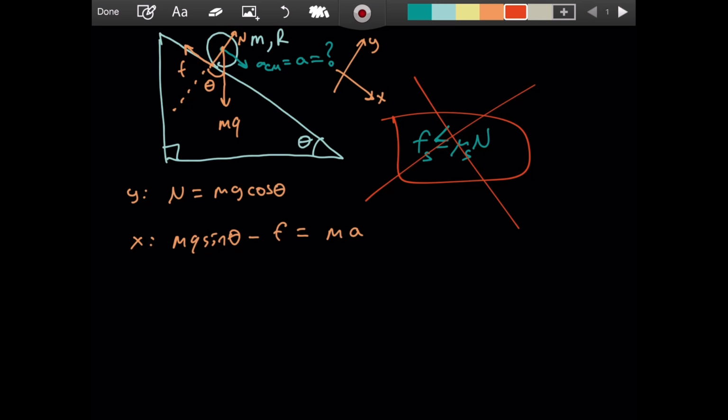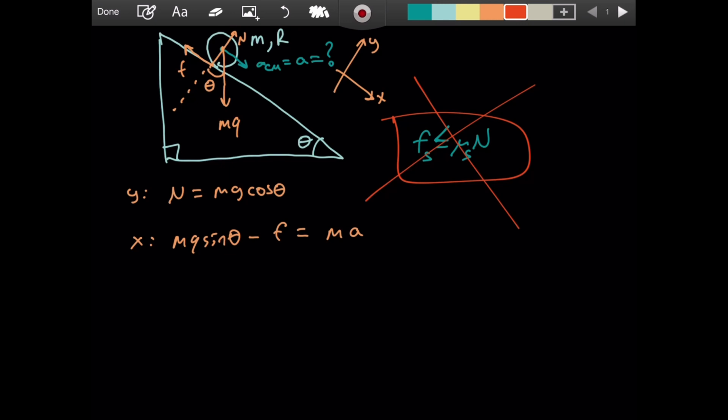Well, the reason for that is, and we can discuss this in more detail in future videos, the contact point between the ring and the surface, that point is stationary. The instantaneous velocity at that point is zero, and that's why there is static friction. But as I said, we can discuss this in further detail in future videos.